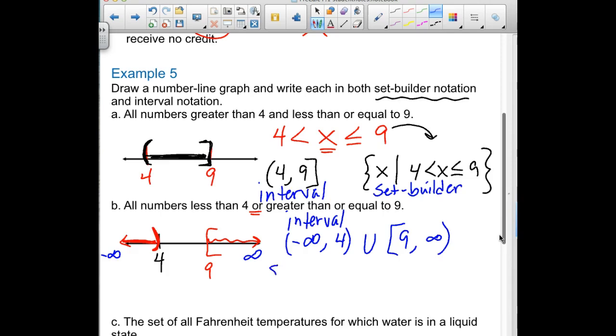Okay? With set builder, we're going to say we want the set of numbers x such that x is less than 4 or x is greater than or equal to 9. All right, why don't you pause the video and try example C.